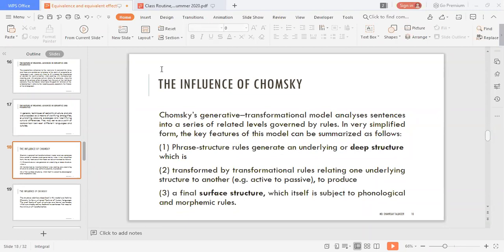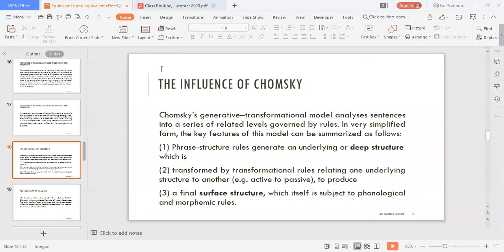So here, as you can see on the screen, it says that Chomsky's generative transformational model analyzes sentences into a series of related levels governed by rules. In very simplified form, the key features of this model can be summarized as follows.